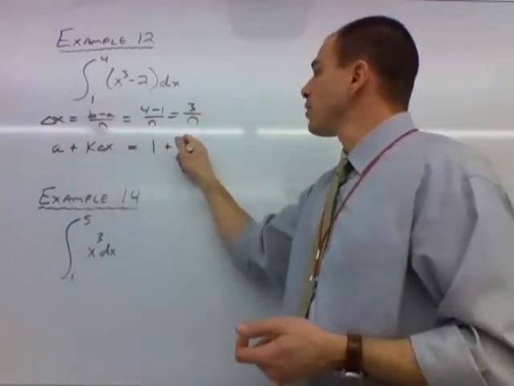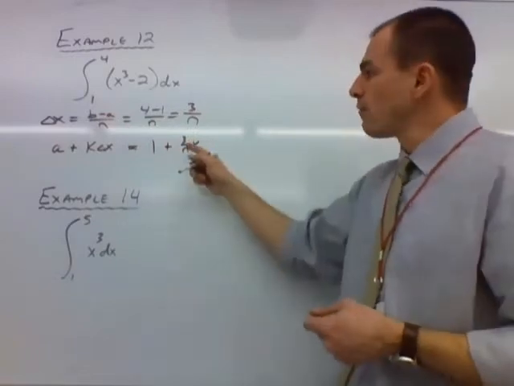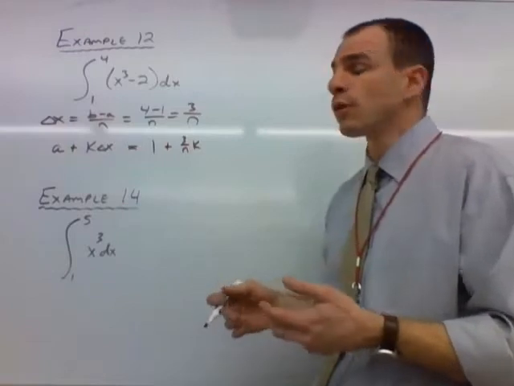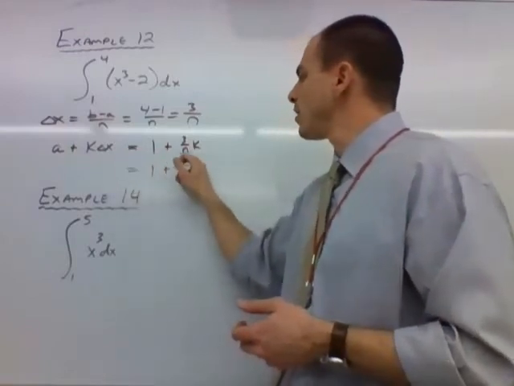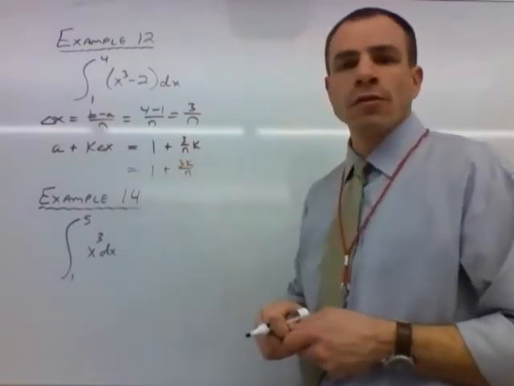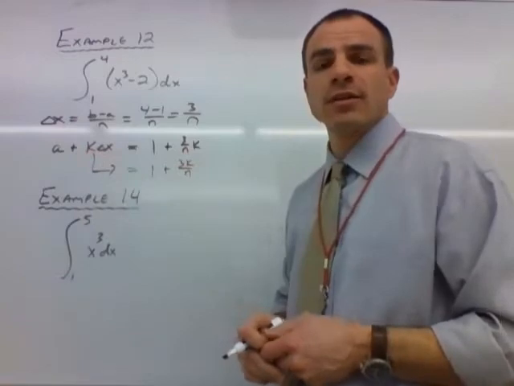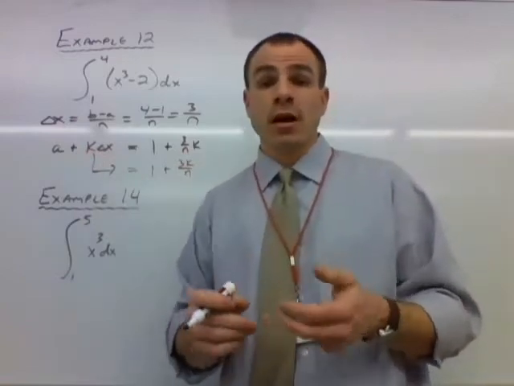So we have 3 over n and then times k. And as we know from many years ago, if we have a fraction times a value, we can move that value up into the numerator. So even though this is correct, what's more likely to be seen is 1 plus 3k over n. Okay, so that is our a plus k delta x. Now that we have those two pieces of information, we're in great shape to write our Riemann sum.